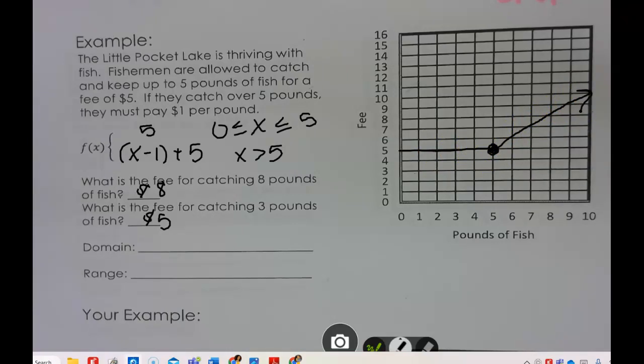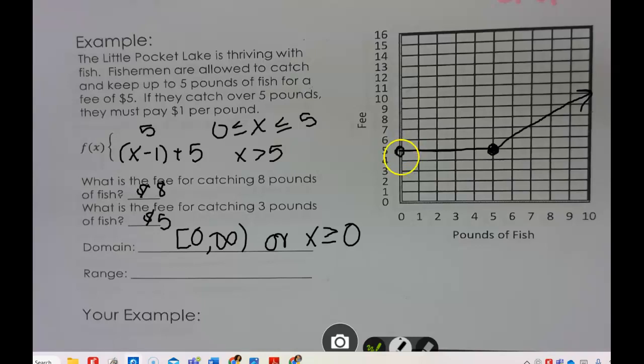What is your domain? Can you catch negative pounds of fish? No. So this domain is not all reals because you cannot catch negative pounds of fish. My domain is thus from 0. So your domain would be 0 to infinity, or x greater than or equal to 0. Now again, you're probably not going to catch more than 100, 200 pounds of fish, but you could.